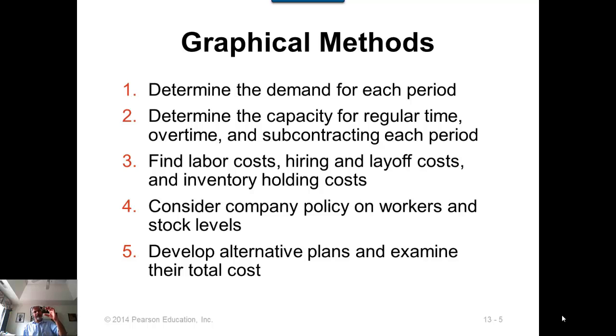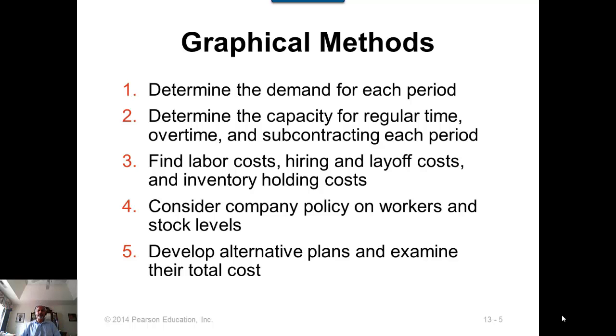Now within the labor cost, there are three different costs: regular time cost, overtime cost, and subcontracting cost. That's your production cost, labor cost. So three categories, of which the labor cost itself has three different items. Of course, for chase and level, you will have only regular wages. You will not have overtime and subcontracting. Overtime and subcontracting costs will be relevant only for mixed strategies where you try a combination of chase and level.